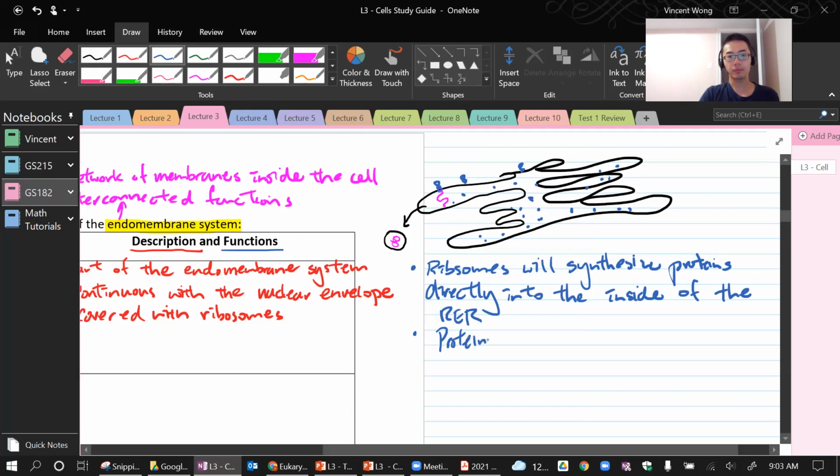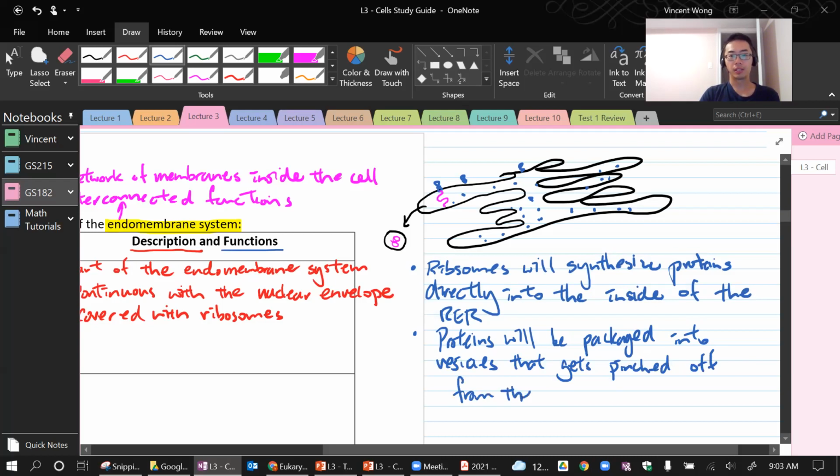So another function is that proteins will be packaged into vesicles that get pinched off from the rough ER. Okay, so that's basically the function of the rough ER.